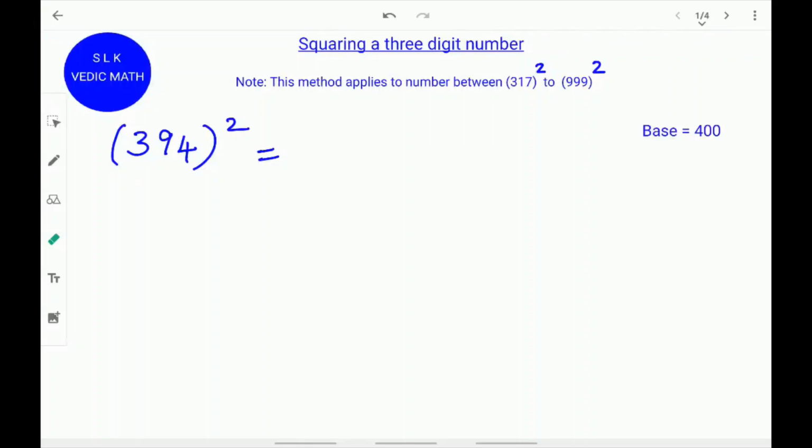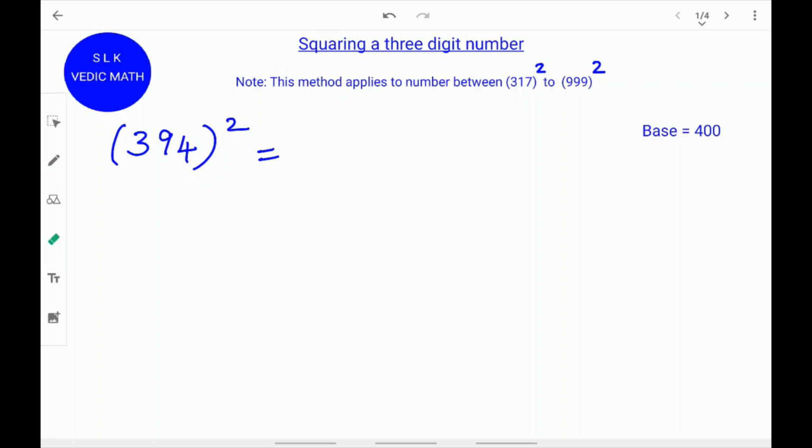Today we are going to learn how to square a 3-digit number. Remember, this method applies to numbers between 317 square to 999 square only. In the previous video, we learned squaring a 3-digit number, that is from 100 square to 316 square. The answer must be a 5-digit number, but in this case, the answer must be a 6-digit number. So, let's try an example.